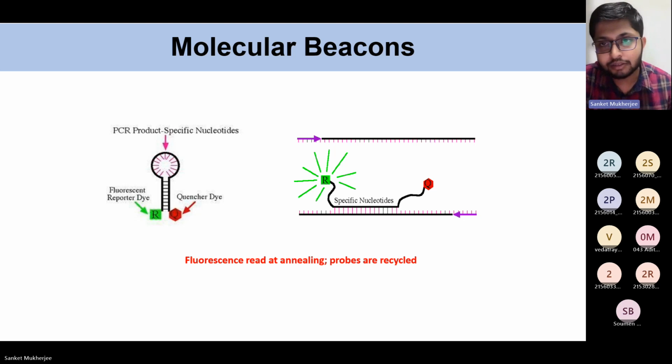So fluorescence is read at the annealing step. Clear on that? Why is it read on the annealing step? Okay, good enough. So what would happen if we read this?